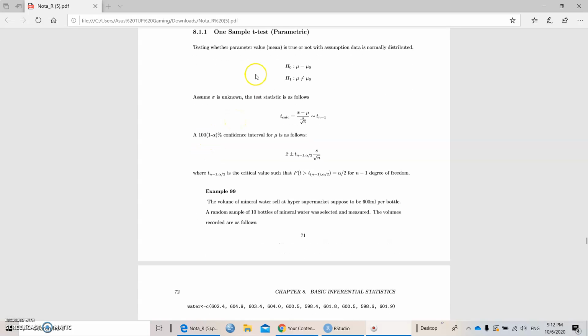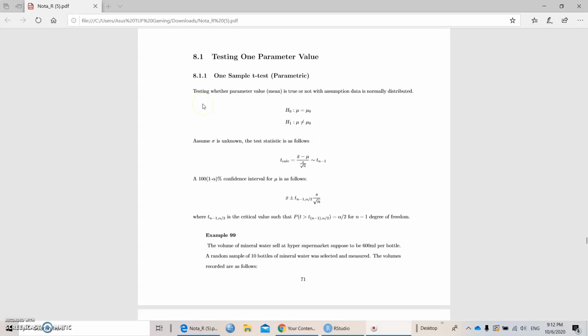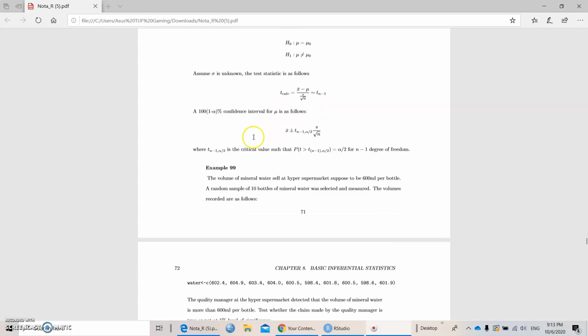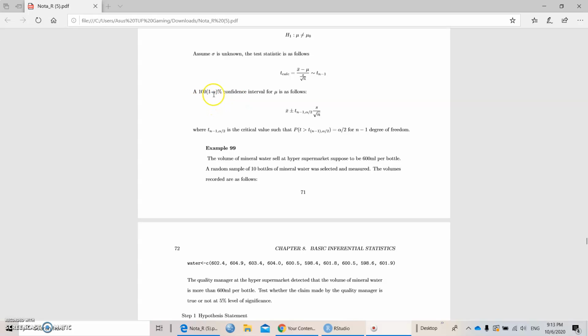For the one sample t-test, we will test whether the parameter value, which is the mean, is true or not, with the assumption that the data is normally distributed. So the null hypothesis is mu equal to mu null, versus the alternative hypothesis mu not equal to mu null, or mu greater than, or mu less than. Assume that the standard deviation is unknown, then the test statistic follows the t distribution, and this is the 100(1 minus alpha)% confidence interval for mu.